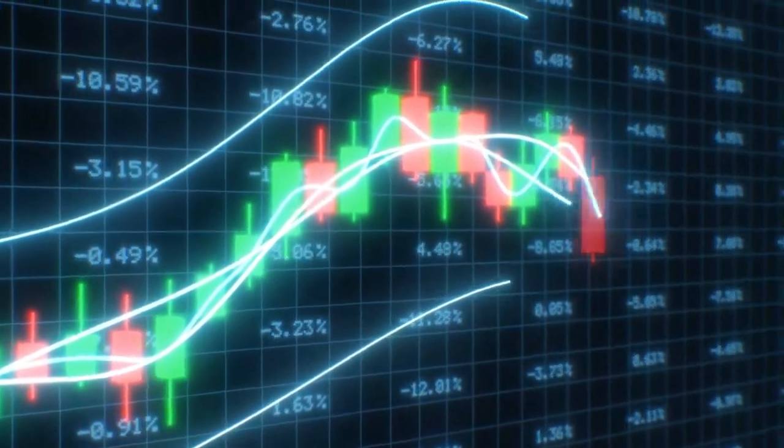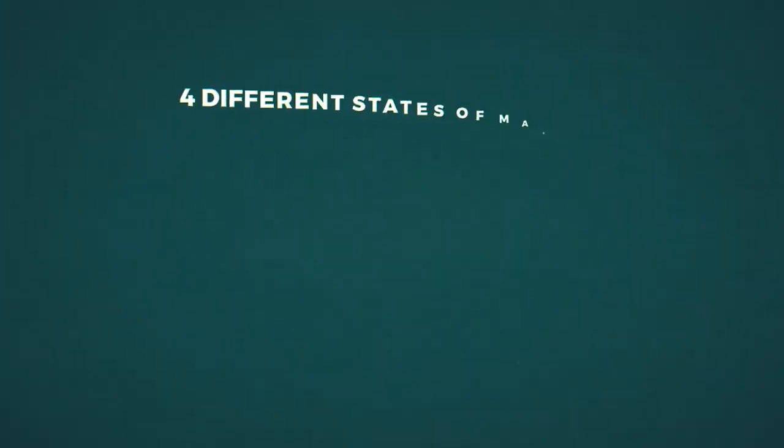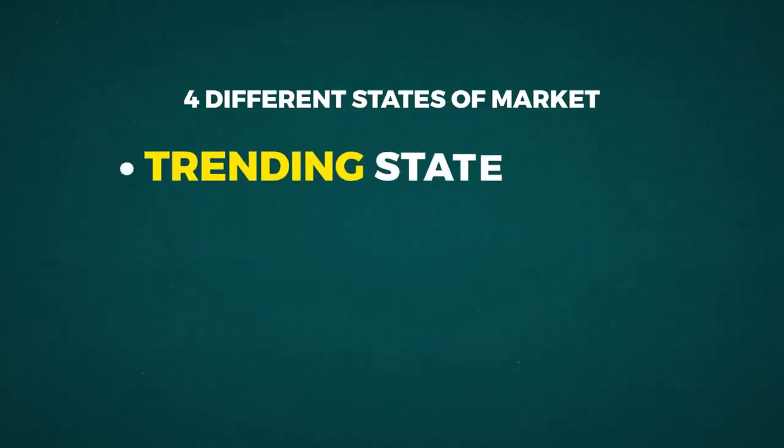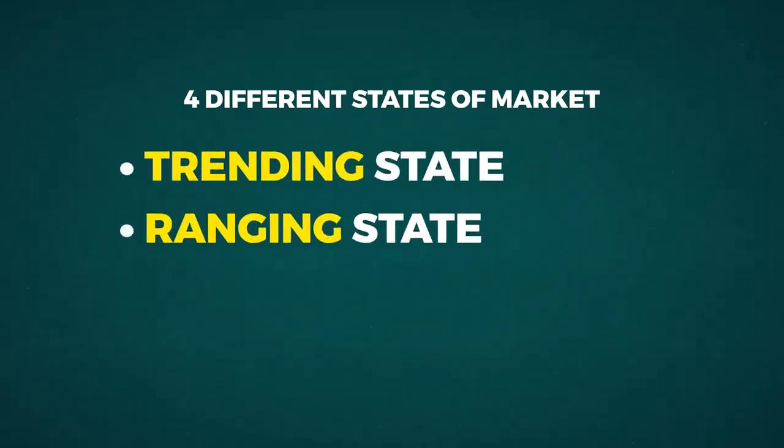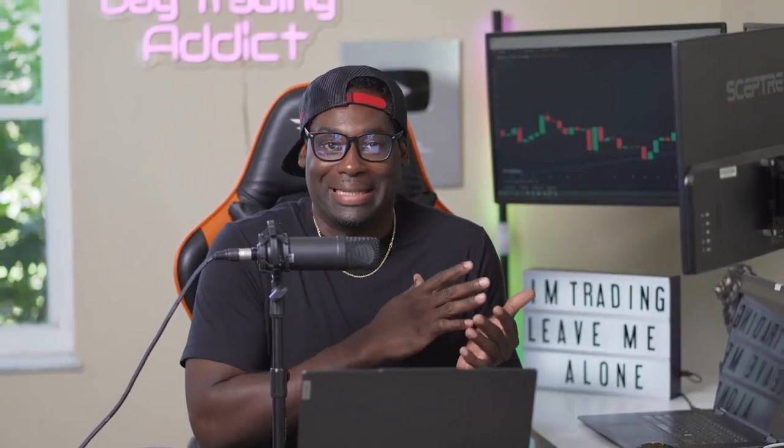So for the most part, most people, when they talk about the market, they say it goes up, down, and sideways, right? Nothing wrong with that. I believe that is sort of true, but it's not the real truth, okay? I had to dig deep. I realized the market is in these 4 different states. We have the trending state, the ranging state, the breakout state, and the reversal state. Those are the main states that the market is always changing, okay?